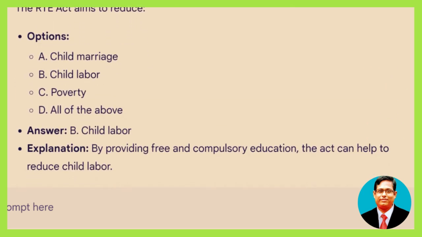Question 17. The RTE Act aims to reduce. Options. A. Child marriage. B. Child labor. C. Poverty. D. All of the above. Answer. B. Child labor. Explanation. By providing free and compulsory education, the Act can help to reduce child labor.